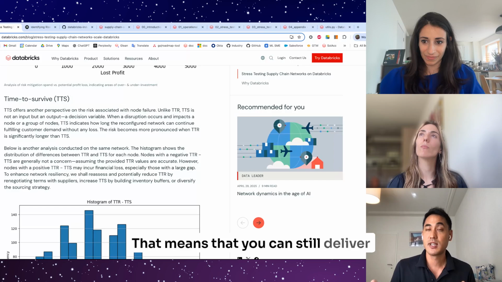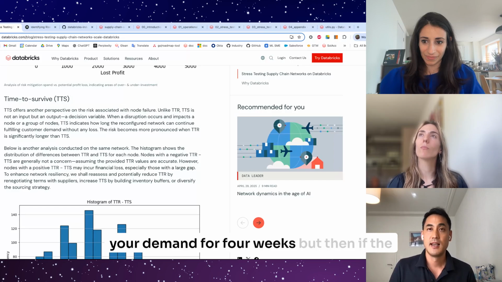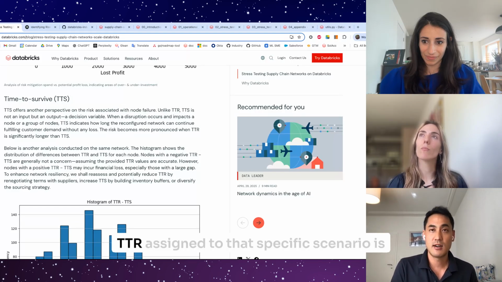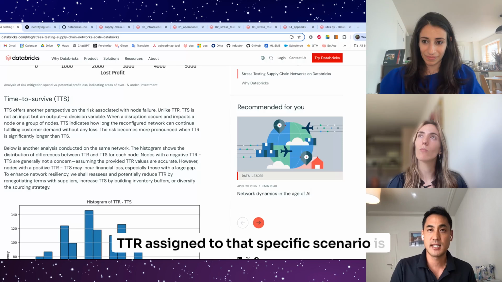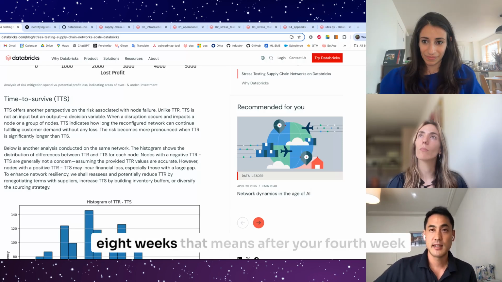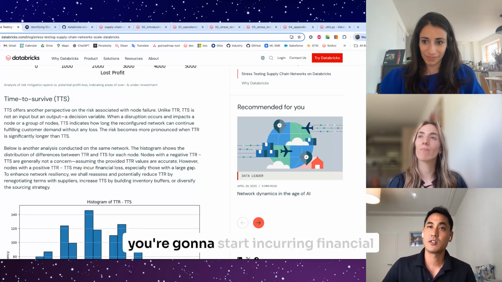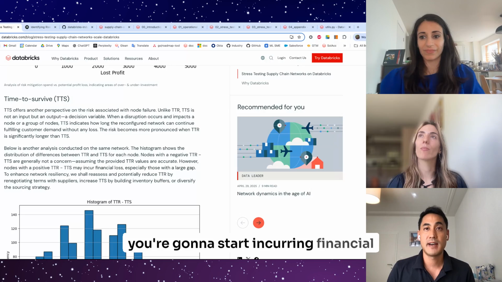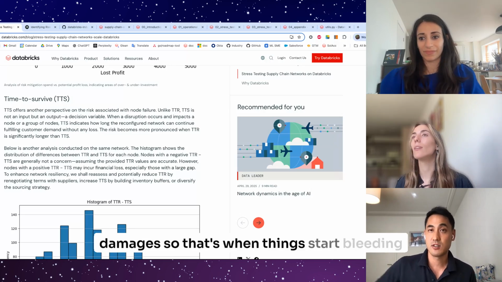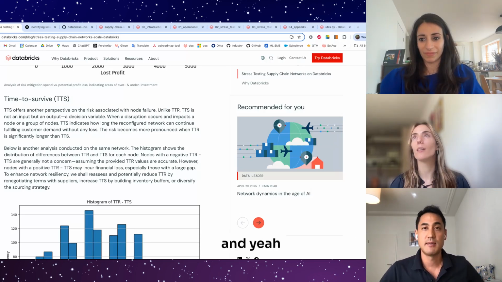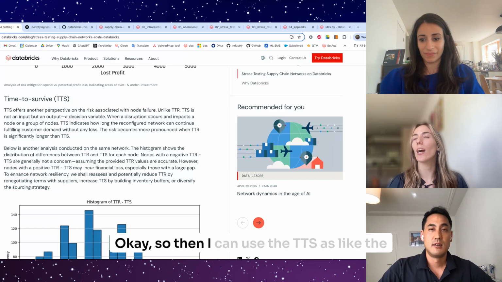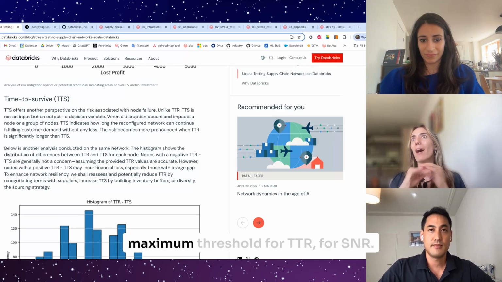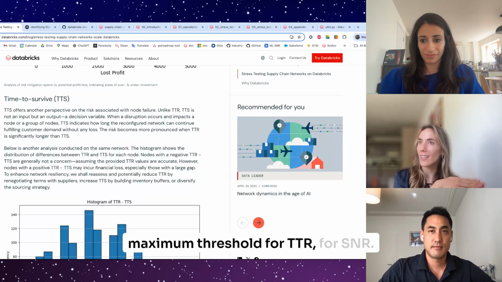That means that you can still deliver your demand for 4 weeks. But then if the TTR assigned to that specific scenario is 8 weeks, that means after your 4th week, you're going to start incurring financial damages. So that's when things start bleeding. Okay, so then I can use the TTS as like the maximum threshold for TTR.